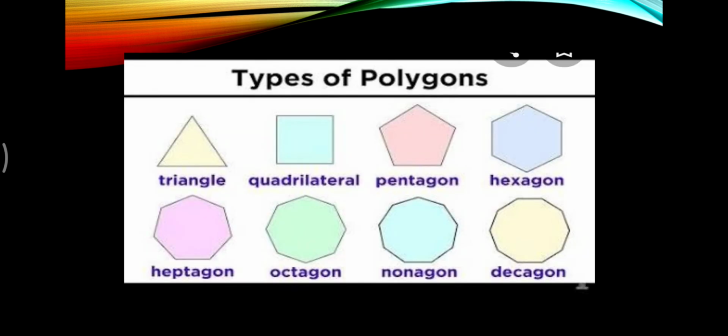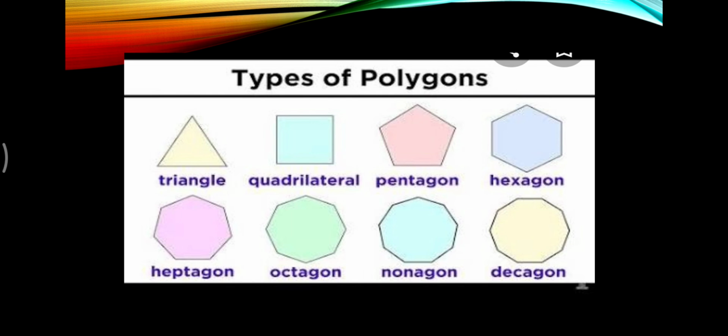Now here you can see this is the structure of the different polygons obtained by drawing, and these all are regular polygons. Regular means whose all the angles, all interior angles, and all the sides are equal. These are regular polygons. Now here these are the figures of these regular polygons.